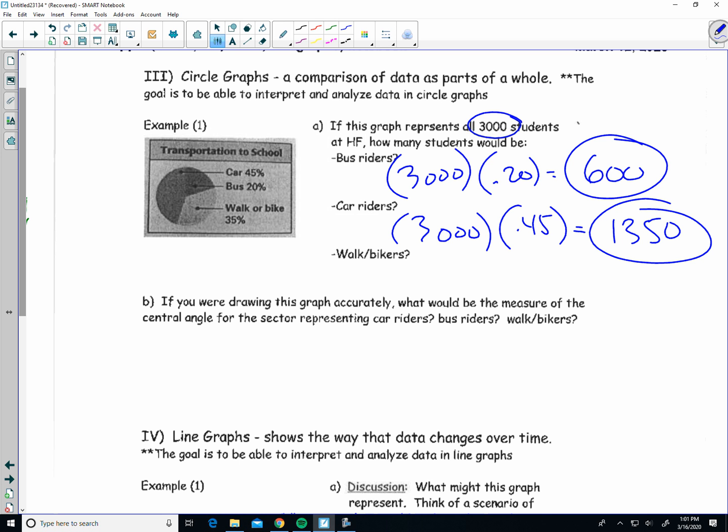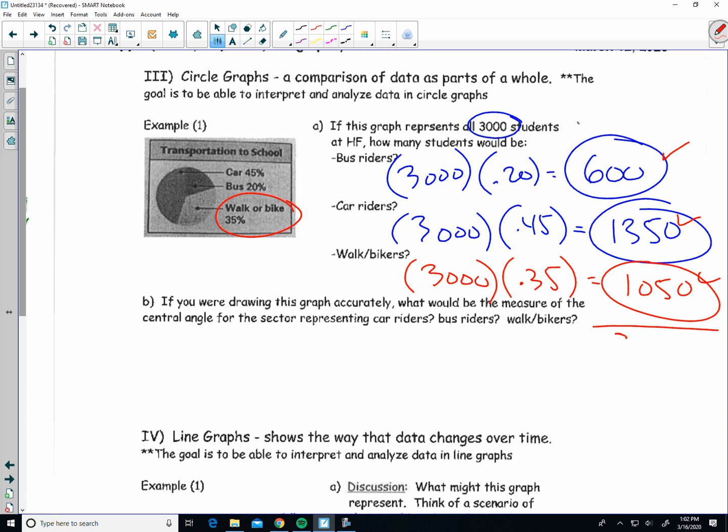And then finally, of course, we're talking about our walkers over here, or our bike riders, our kids that are not getting a ride on a bus or a car. So our walkers and our bikers are about 35%. So again, we got about 3,000 kids, 35% fall into the walker and biking category. That's 1,050. Again, if all our numbers are right, when you add up the categories of the bus riders, the car riders, and the walkers, that should equal those 3,000 kids. Double check that math there really quick on your calculator. That is adding up correctly.